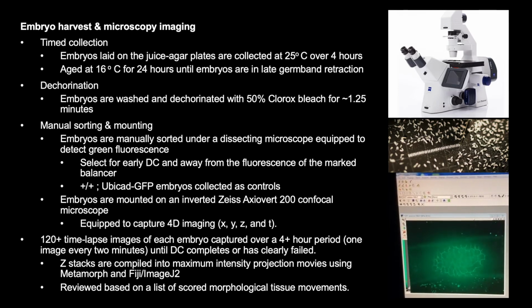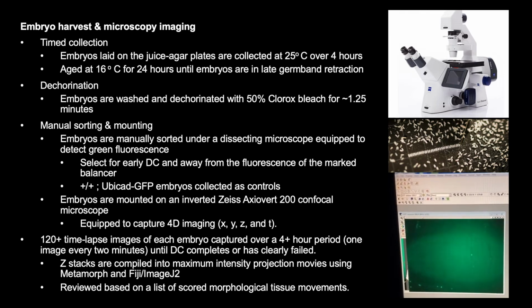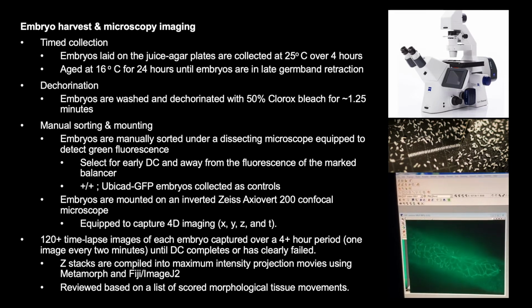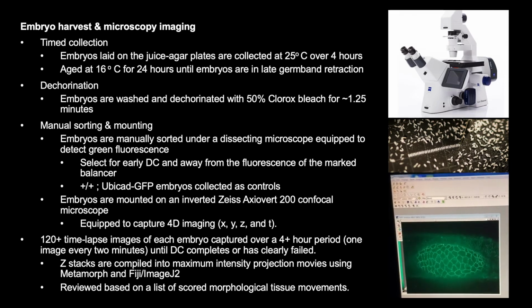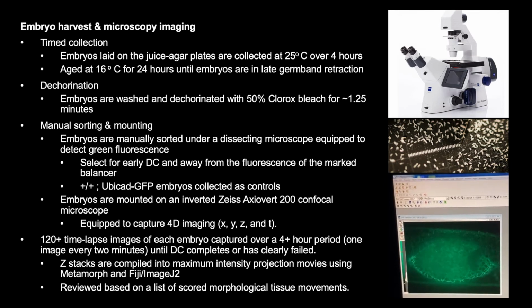Embryos are washed and dechorionated with bleach, then manually sorted under a dissecting microscope equipped to detect green fluorescence, selecting for embryos in early DC and away from the fluorescence of the marked balancer. Wild-type embryos crossed to an imaging line are also collected as controls.